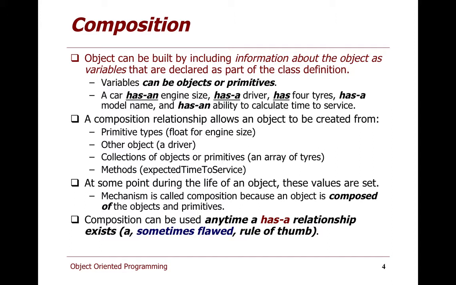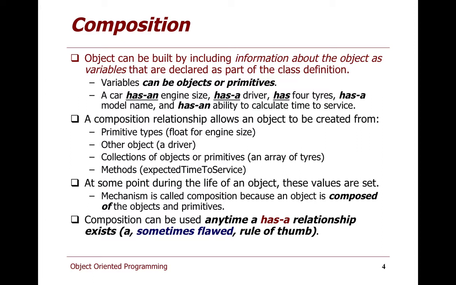Now, we do not ordinarily refer to primitive types as a form of composition, and we certainly don't illustrate them on UML diagrams, unless, of course, it is an array of primitive types. But as you already know, an array of primitive types is not a primitive type itself. It is in fact an object.